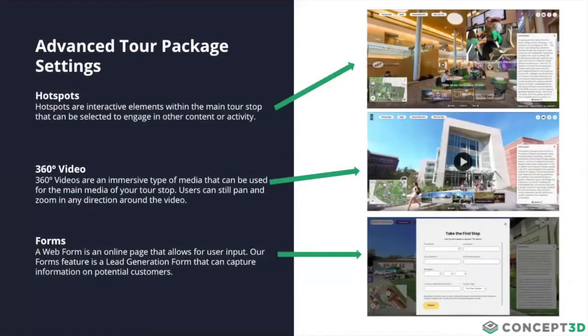So within the advanced tour package, there are three big features. The first is hotspots, then 360 video, and then forms.